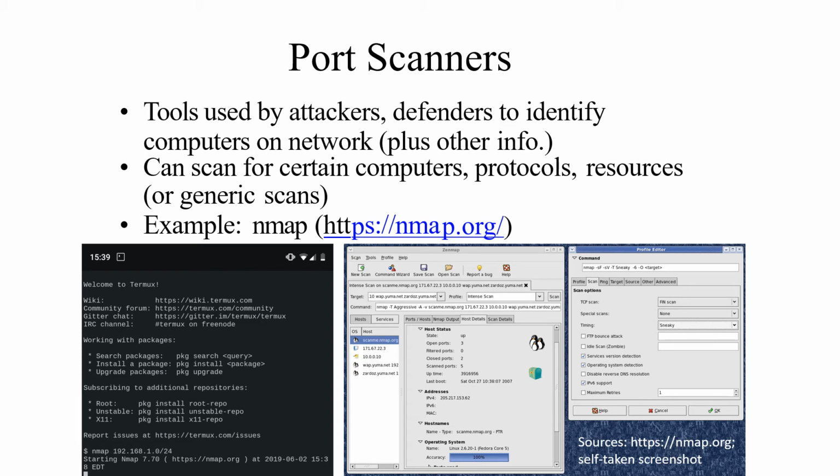Port scanners. A port scanner shows which ports are available for attacking. These are tools used by attackers and defenders to identify computers on the internet. They can scan for certain computer protocols and resources, or do a generic scan. Examples include nmap.